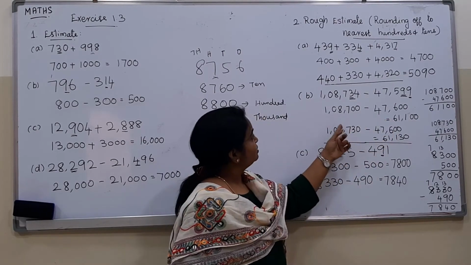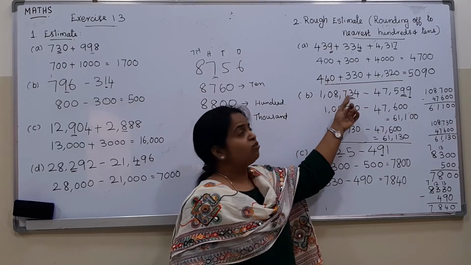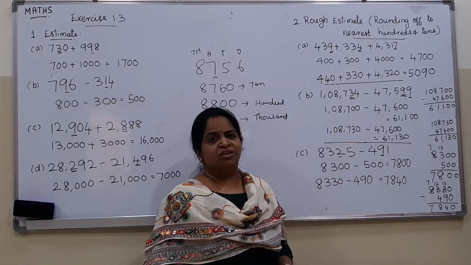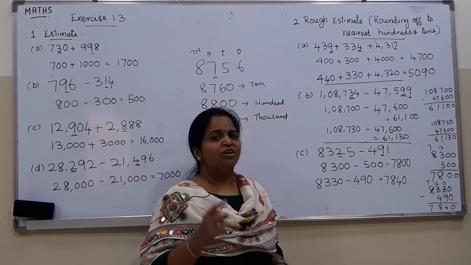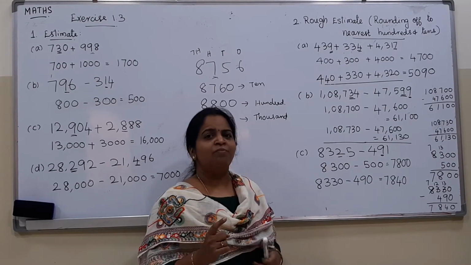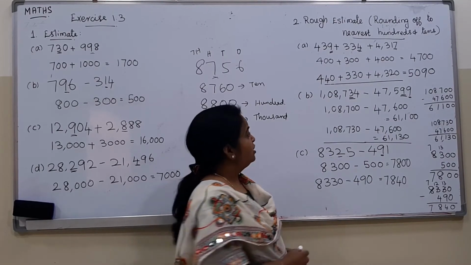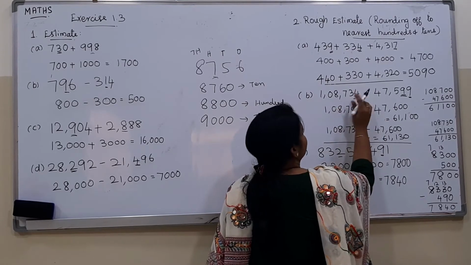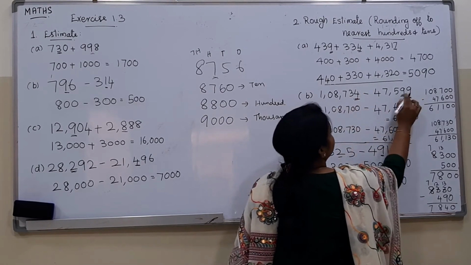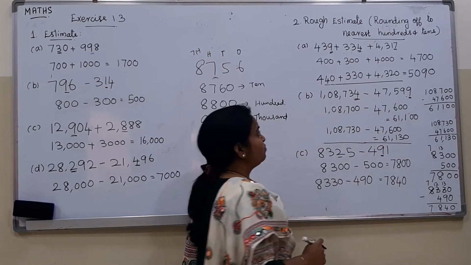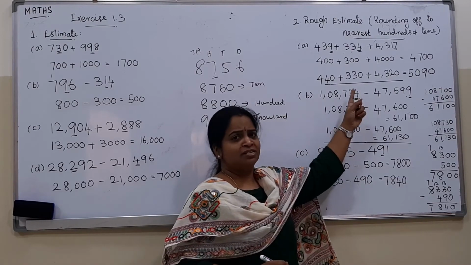Next, the same sum we are going to round off nearest to tens. Tens means what we are going to do? We are going to check the number in the ones place. Okay, so what is the number in the ones place? Here it is 4, it is 9. So what we are going to do? We are not going to change anything in this.